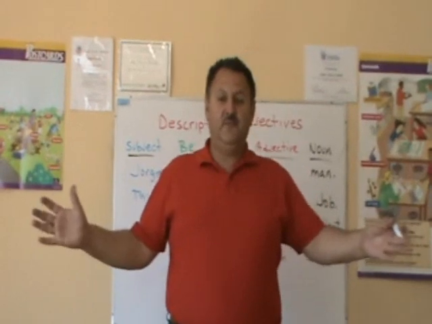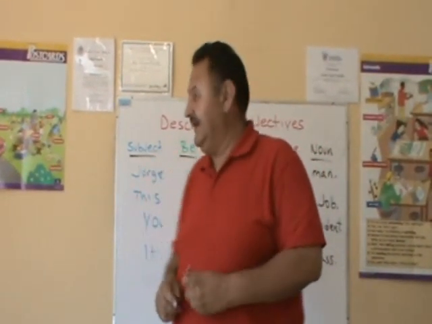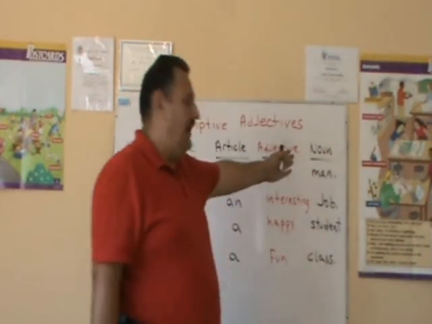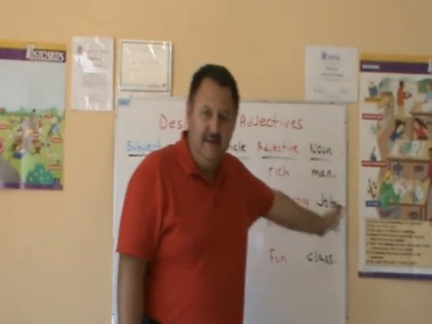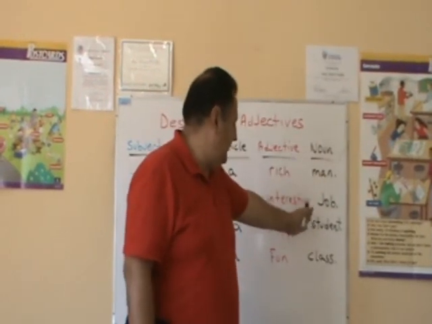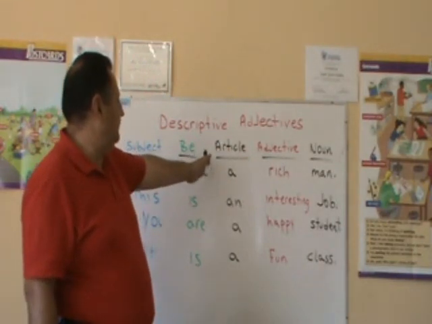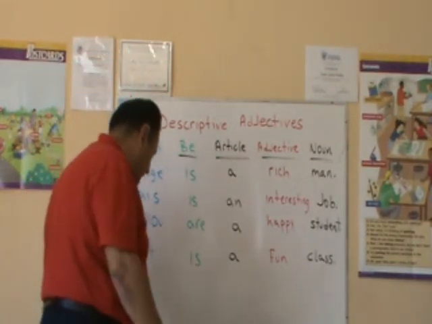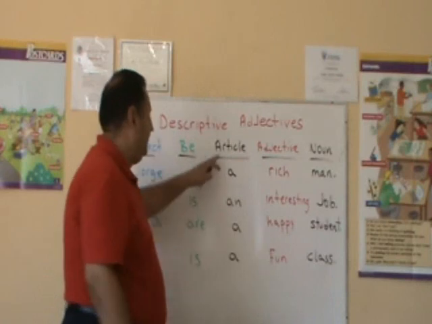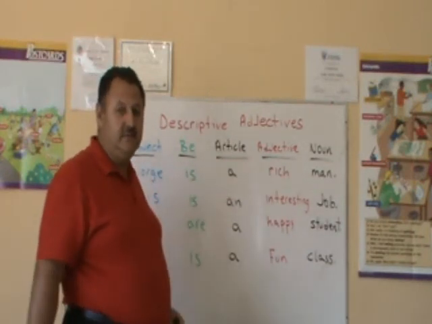Okay, now, look at this. When we have a noun, the noun goes at the end of the sentence. Nouns go at the end of the sentence. And we have to write the article. We have to write the article before the adjective.